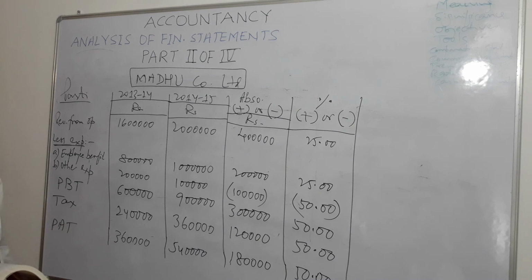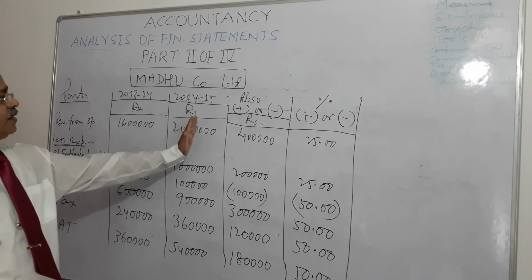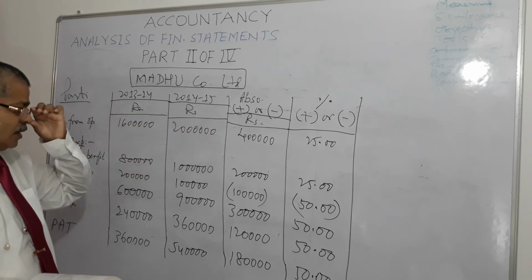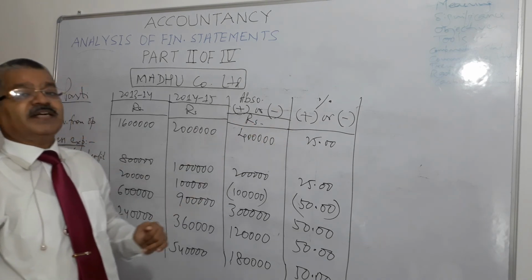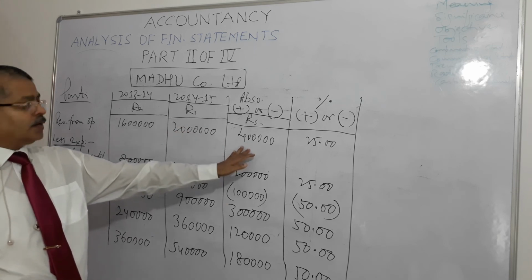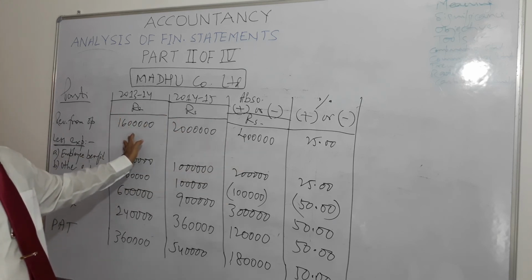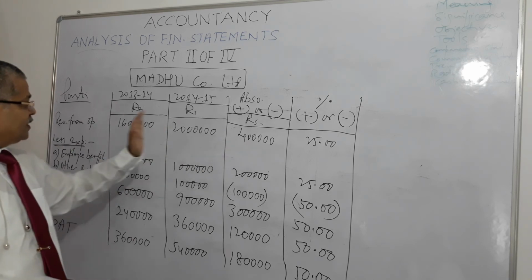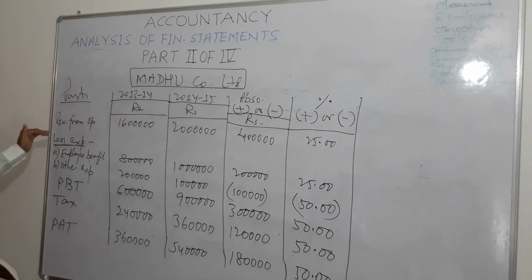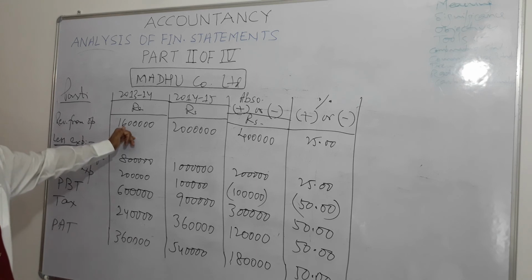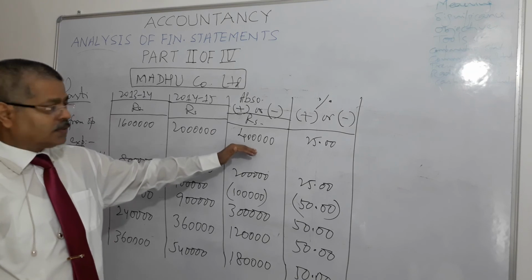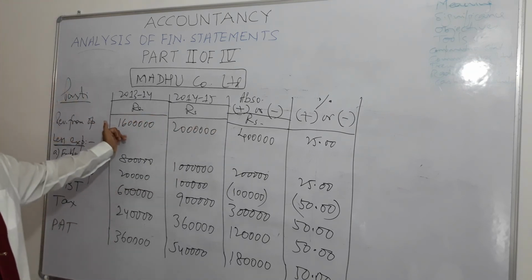What is absolute increase or decrease? Second year minus first year is absolute increase or decrease. Then we have also drawn percentage increase or decrease. What is that? Absolute change divided by first year, or absolute change as a percentage of first year is percentage increase or decrease. Revenue from operations was 16 lakhs. It increased to 20 lakhs. So there is an absolute increase of 4 lakhs. And 4 lakhs as a percentage of 16 lakhs is 25%.